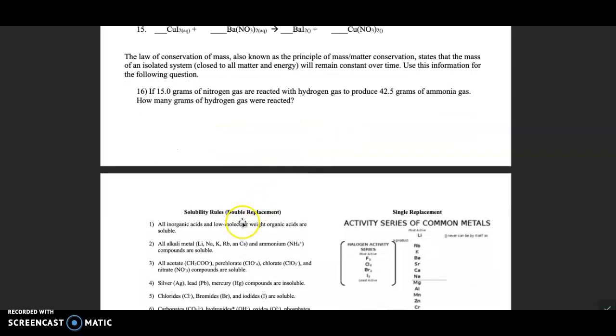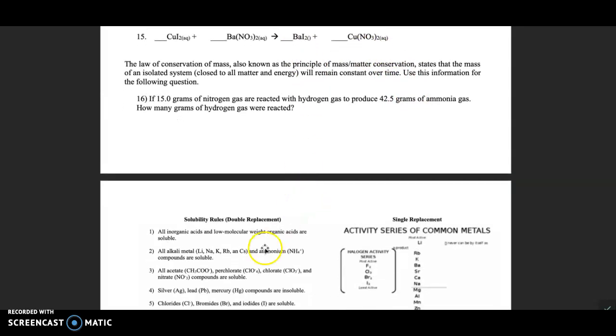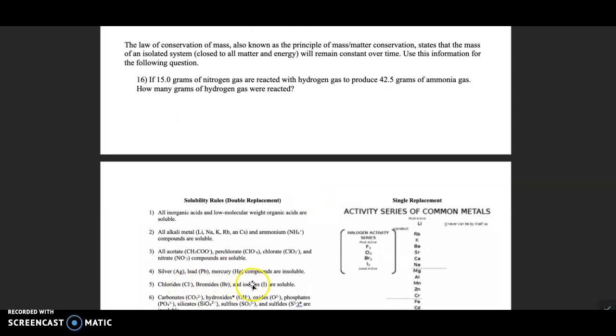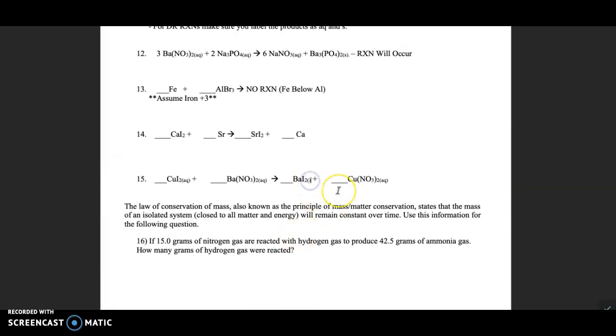Okay, first, all acids, I don't have one of those. Alkali metals, I don't have one of those. Acetate, perchlorate, chlorate, and nitrate. I got a nitrate. Those compounds are soluble, so this one's AQ. I'm looking for something about barium or iodine. Next one, iodide is soluble, so that means that this one is AQ. So this would be no reaction, because both are AQ.